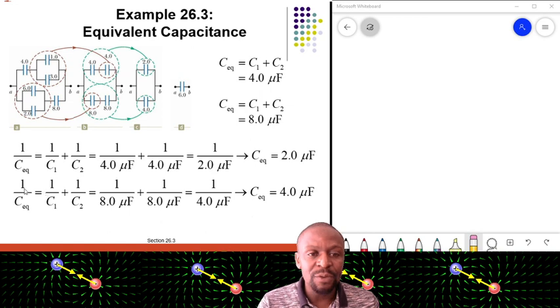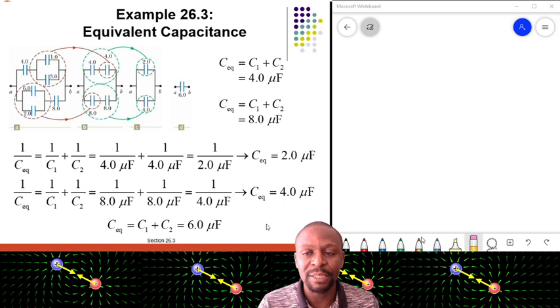Now from there, you can also get the C equivalent for the system, which is just going to be given by this case. This 2 is for this one, and this 4 is for this lower branch. The C equivalent would just be adding, because this one and that one are connected in parallel. Therefore, we add the algebraic sum of both, and you end up with 6.0 microfarad, because that is this one plus this one.